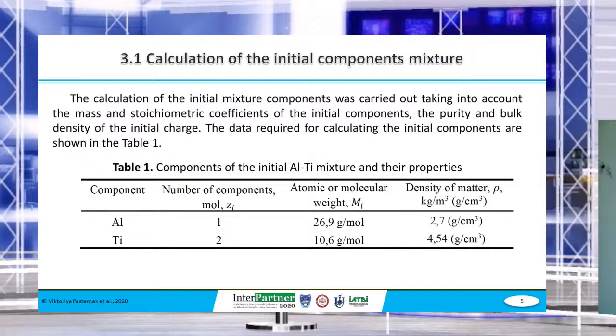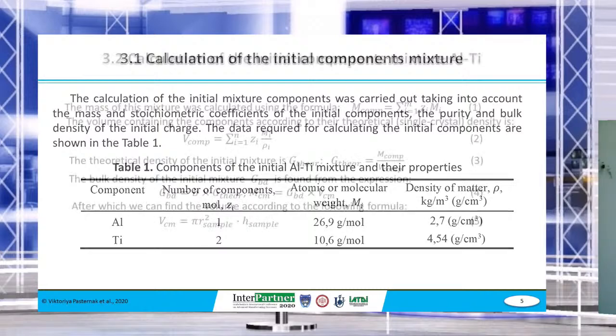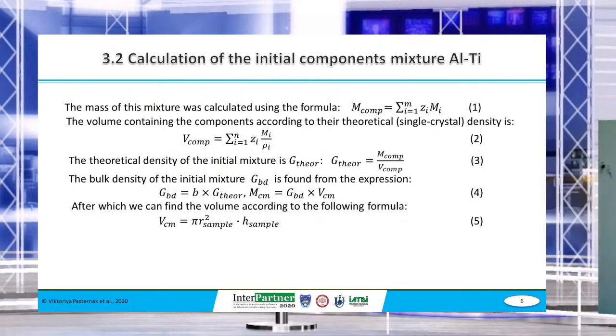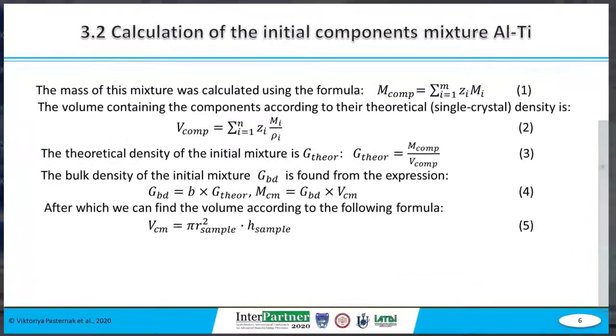Calculation of the initial components mixture OT presented in slide 6. The mass of this mixture was calculated using formula 1. The volume containing the components according to the theoretical single crystal density is found using formula 2. The theoretical density of the initial mixture is found using formula 3. The bulk density of the initial mixture is found from the expression using formula 4, after which we can find the volume according to the following formula 5.